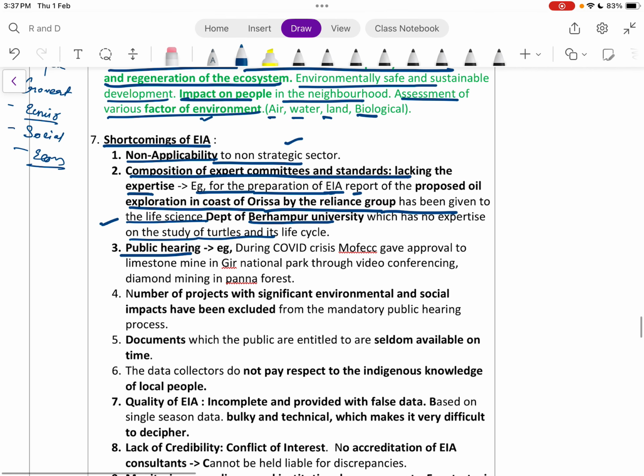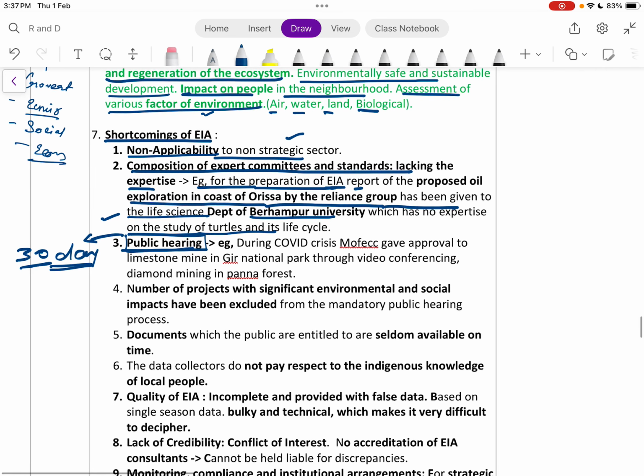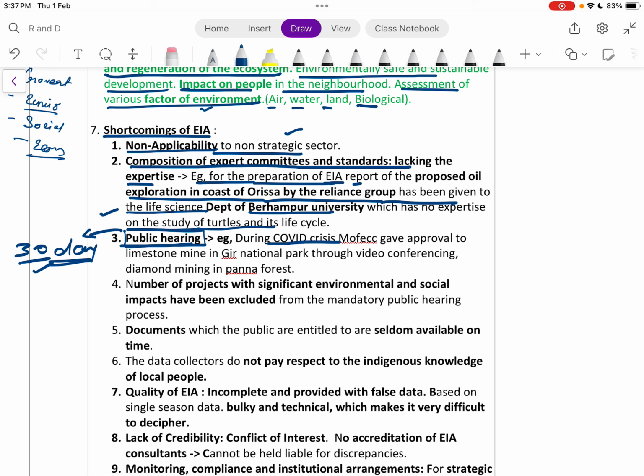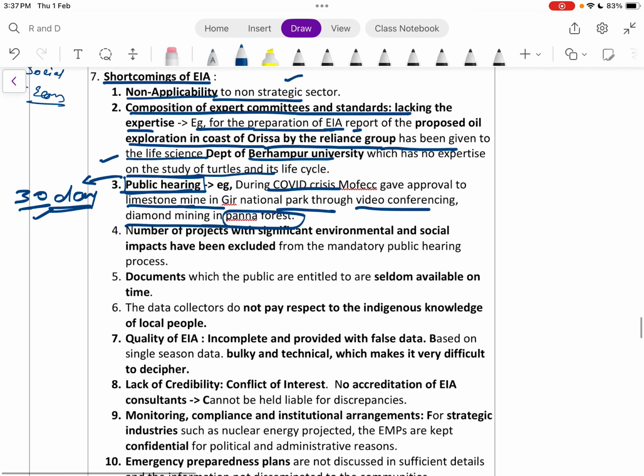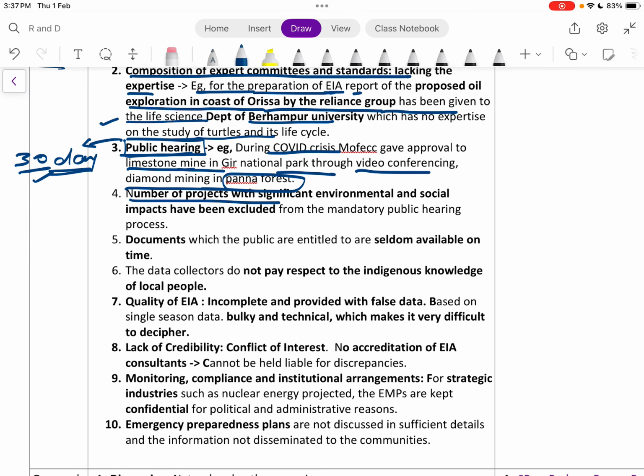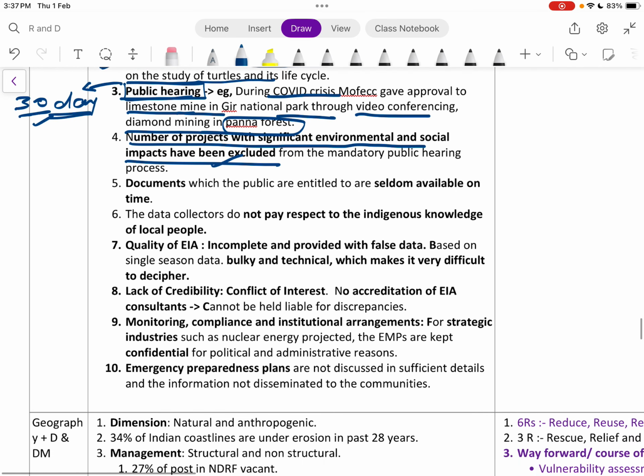Public hearing often is neglected. The time period for public hearing is 30 days. Often they do not have it in the regional language. Even during the COVID-19 crisis, approval was given for limestone mining in Gir National Park through video conferencing, and diamond mining in Panna Forest through video conferencing again. A number of projects with significant environmental and social impact have been excluded from mandatory public hearing. Documents which the public is entitled to are not available on time.